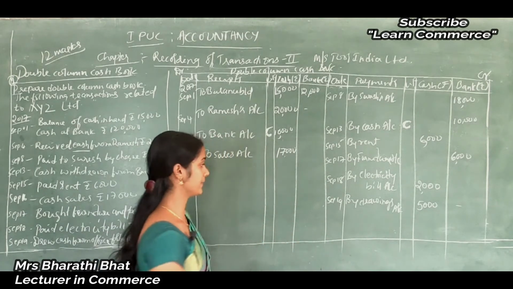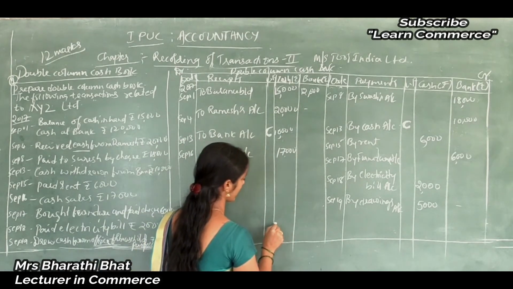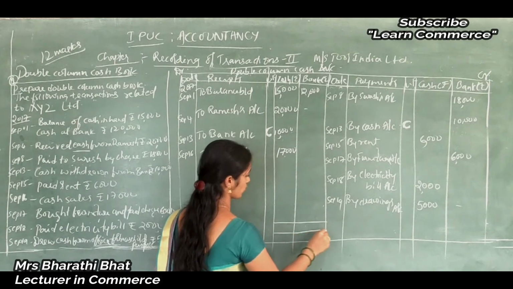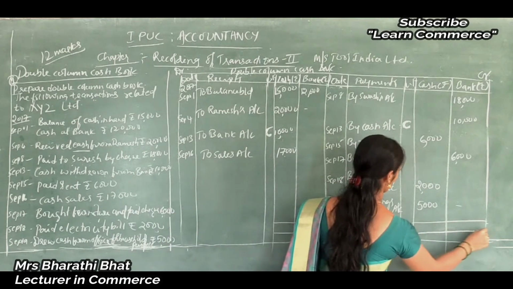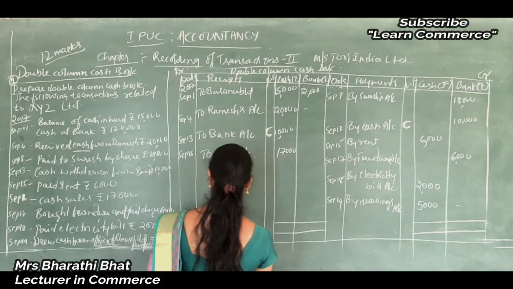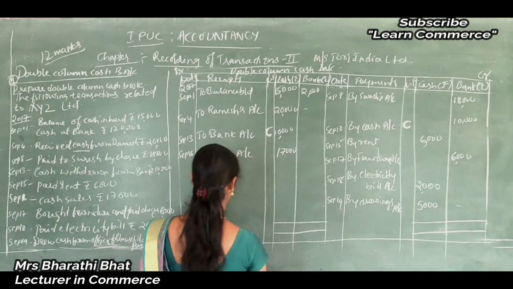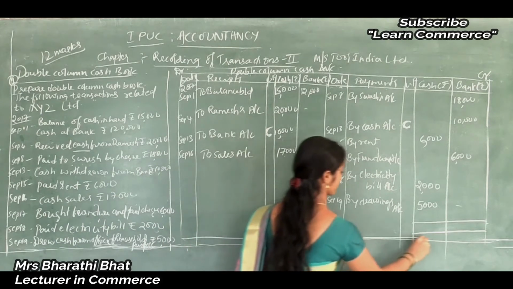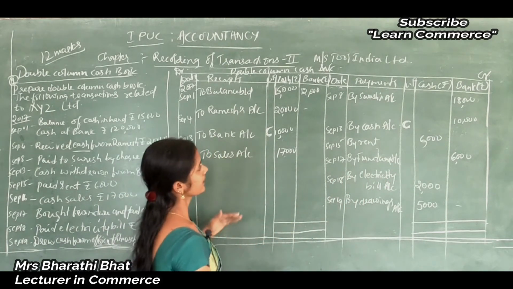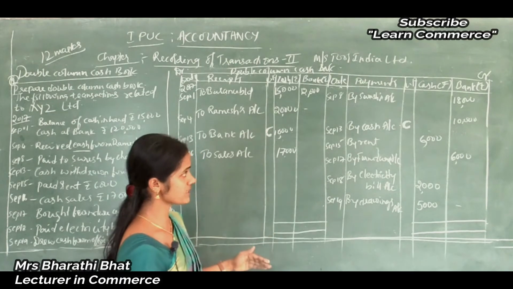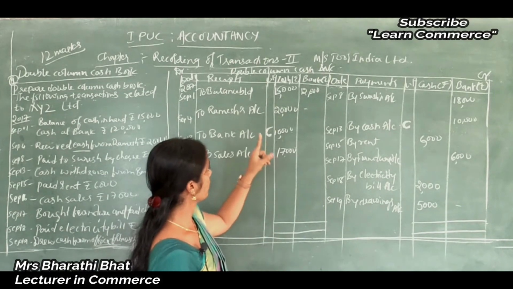And the next step is totaling, correct, right? Totaling. So the total must be in a straight line. Don't forget to do this procedure. So close the account. So now total it. The greater amount must be written on both sides.